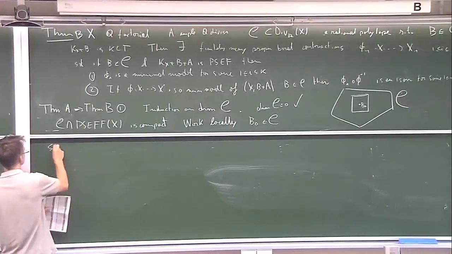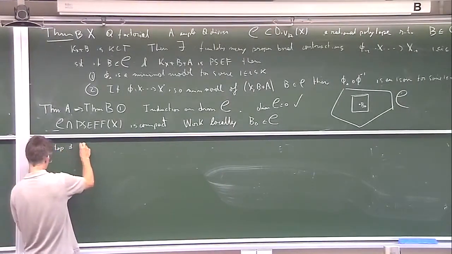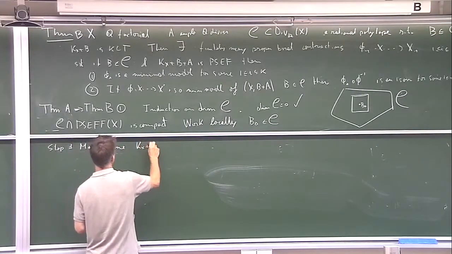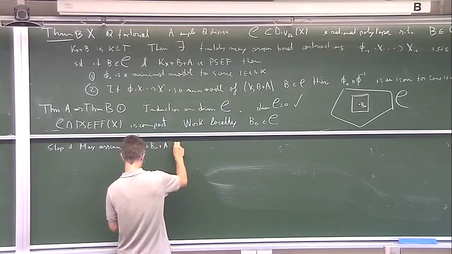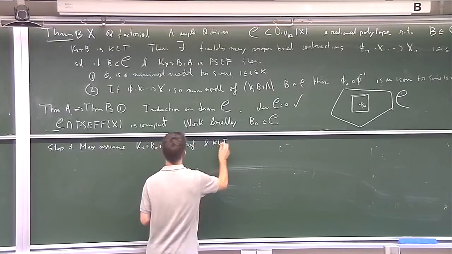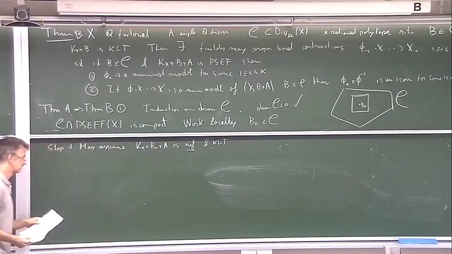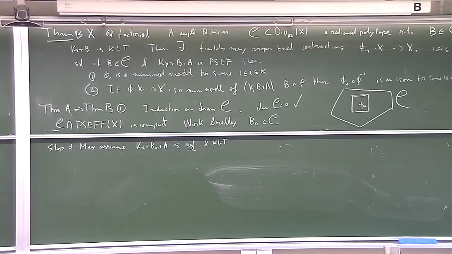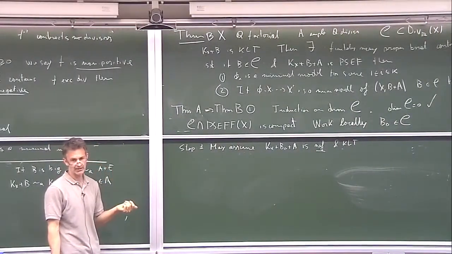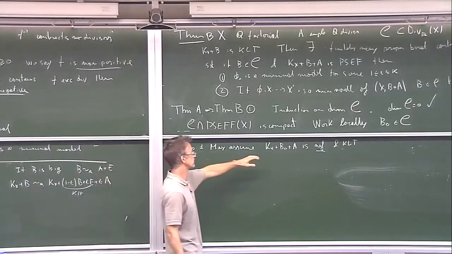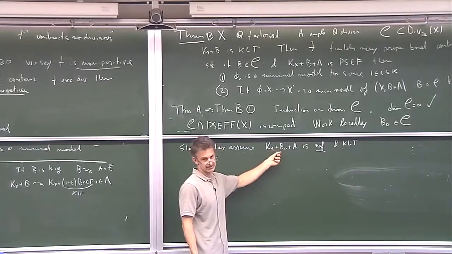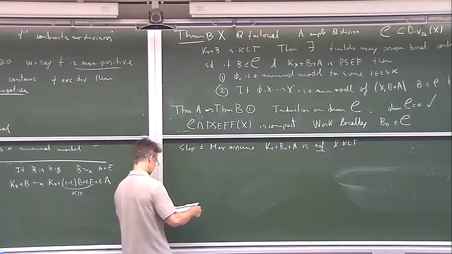Okay, so first step, you may assume that K_X plus B0 plus A is nef. Well, and KLT, of course, but that's what I'm emphasizing here. Okay, well, so you say, well, of course you can assume it's nef because we're assuming theorem A, so we know that it has a minimal model, right? But the question is not, does this have a minimal model? The question is, in order to prove the theorem, can I assume that I started with this having a minimal model? Okay, so let's see how that works.